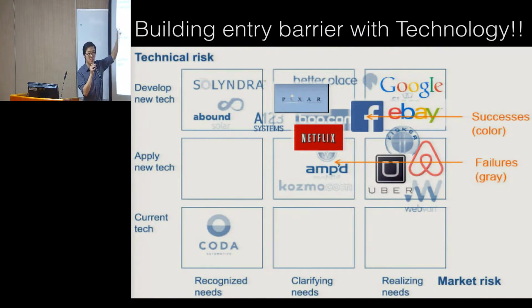One is the technical risk. How much uncertainty is there in building your new technology for this particular application? The other is market risk. Is it already a proven need, or is it something that others have never even experienced before and you have to sort of shove it into their mouth? So you could see the grayed out logos here are all the failed startups.